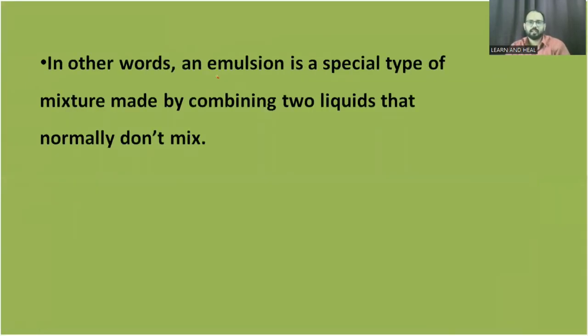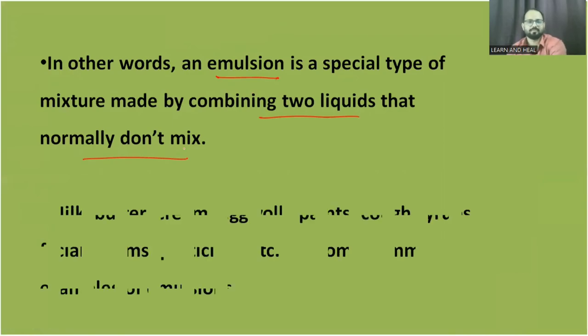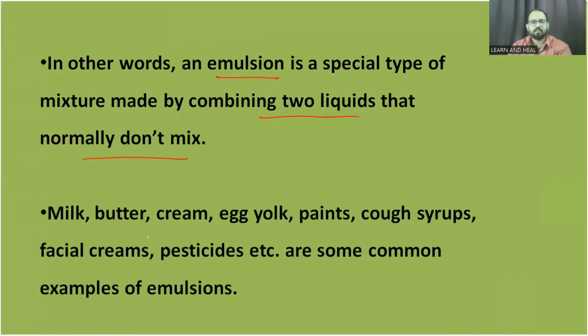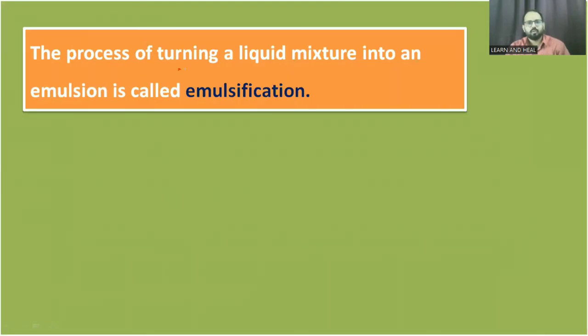In simple words, you can describe emulsion like this: emulsion is a special type of mixture made by combining two liquids that normally don't mix. When you combine liquids that normally don't mix, this mixture is what we call emulsion. Examples: milk, butter, cream, egg yolks, paints, cough syrup, everything. We can say these are examples of emulsion. The process of turning a liquid mixture into emulsion is called emulsification.